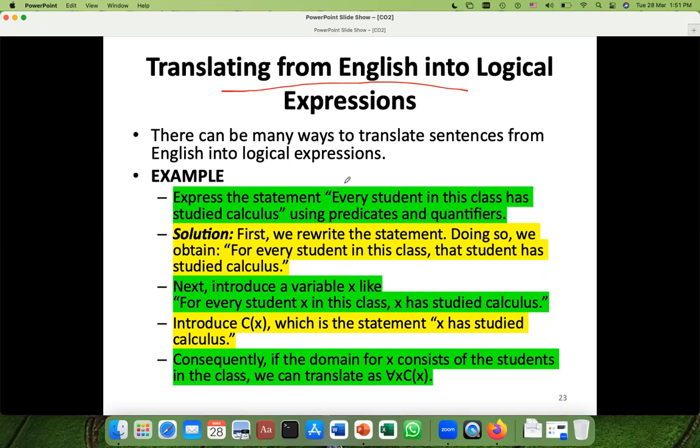What is this question saying? You have this sentence, and you have to use predicates and quantifiers to convert it into a mathematical form. So, every student in this class, which again means a universal quantifier. Every student in the class has studied calculus.